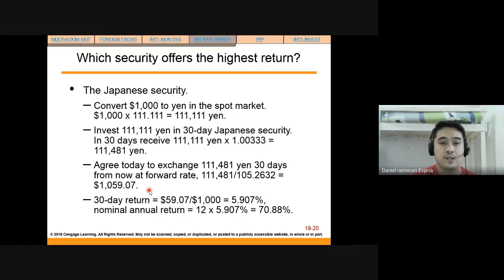So we have a gain of $59. That is equivalent to 5.907%. So 30 days lang ni siya nga rate. So to get the nominal annual return, since 5.907 is for 1 month, multiply it by 12 months, so the total nominal annual return is 70.88%.